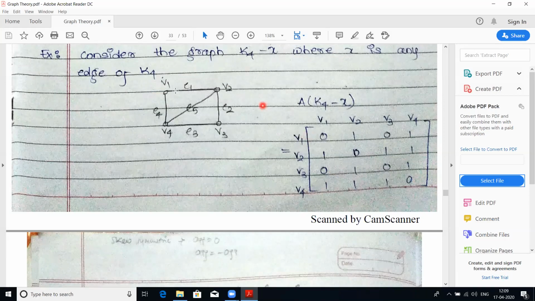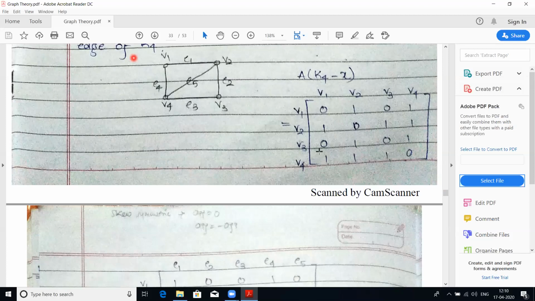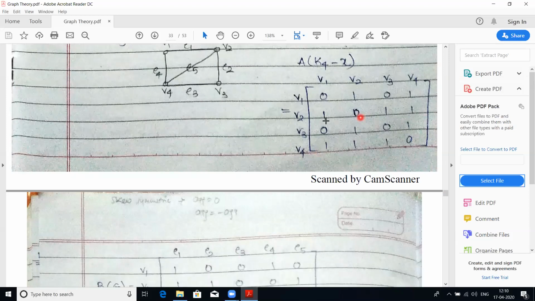We are studying simple graphs, so there is no loop. So v1 to v1 there is no edge, so it is 0. Then v1 and v2 are adjacent, so it is 1. v1 and v3 are not adjacent, so it is 0. v1 and v4 are adjacent, so it is 1. Similarly v2 v1 adjacent, 1; v2 v2, 0; v2 and v3 are adjacent, so it is 1. v3 and v4 are adjacent, so it is 1. Like this v4 also. So we get this as the adjacency matrix.